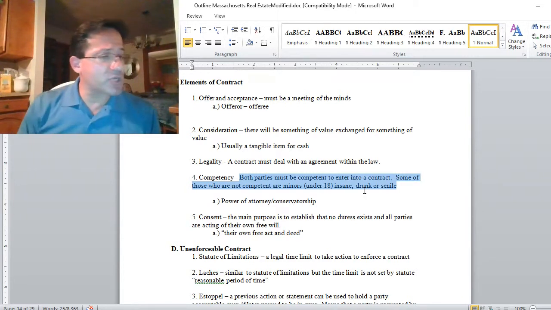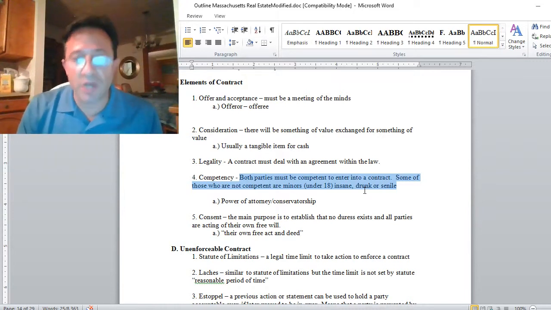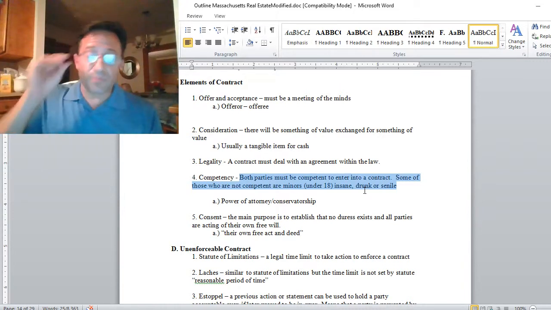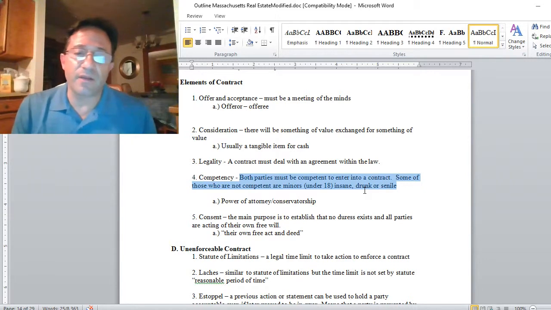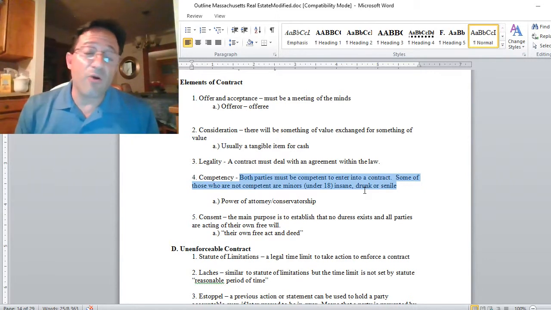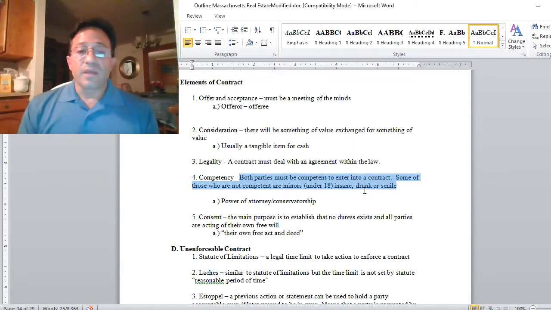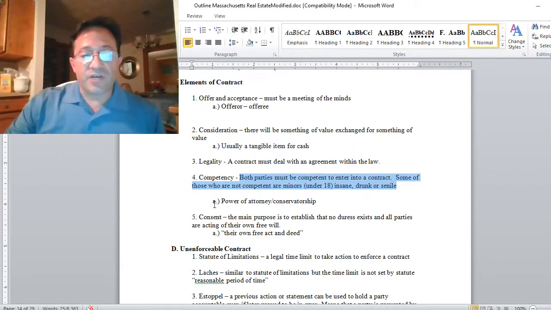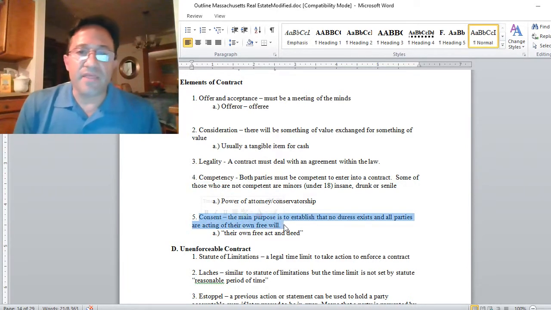The book also goes on to talk about power of attorney, so that if a person is not competent, such as a person suffering from senility or from Alzheimer's, a power of attorney could be used in place of that person's signature. So in other words, an agent can sign on behalf of that individual. And then the last element of contract is consent. It's got to be the party's free act and deed, as we say.